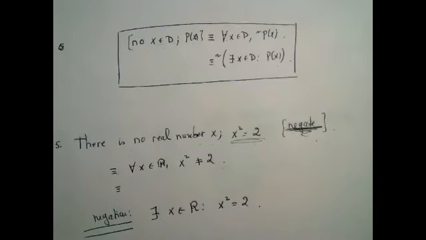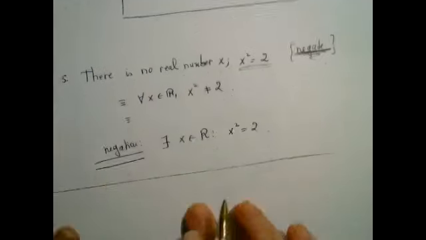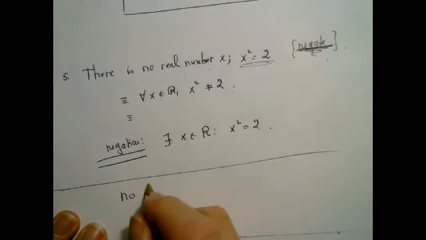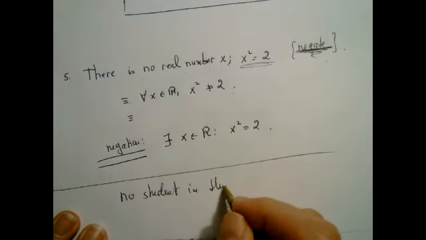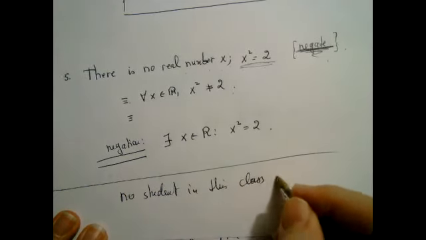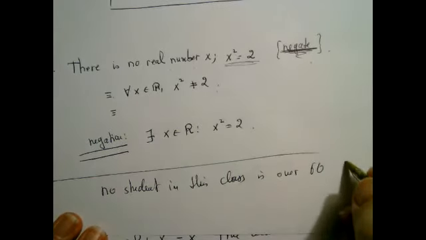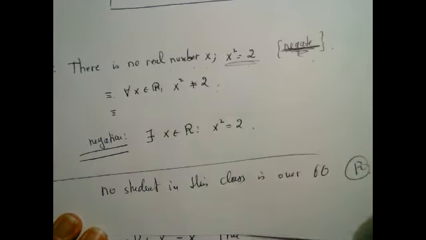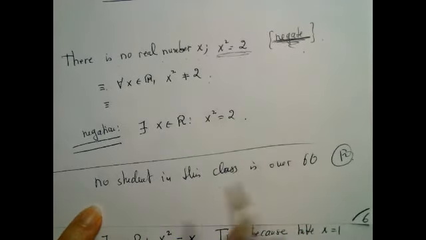If I tell you there is no student in this class who is over 60 years old, is this a true statement or a false statement? Suppose I give you: no student in this class is over 60. I'm assuming this is absolutely a false statement. So what am I telling you? No student in this class is over 60.